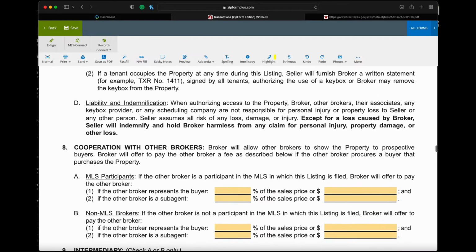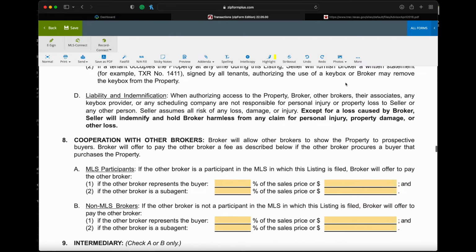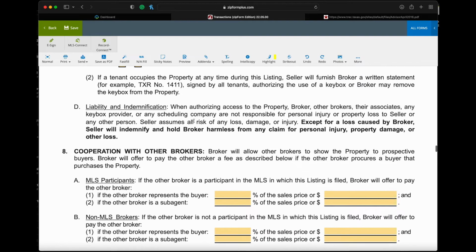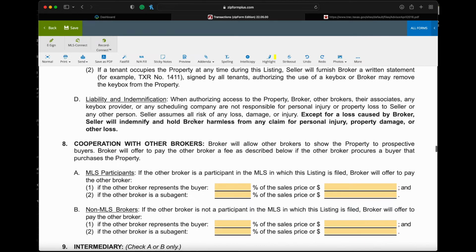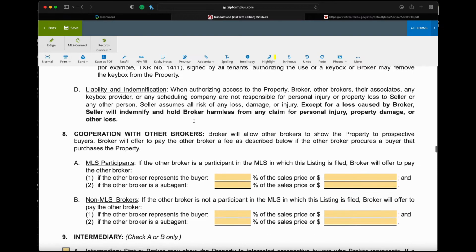Okay, if you don't get that signed authorization, you may remove the lockbox from the property. Okay, because since the tenant lives there, they still have a reasonable expectation of privacy because their lease is still in effect.